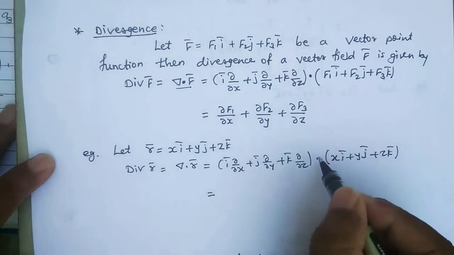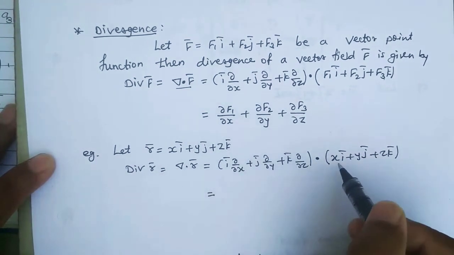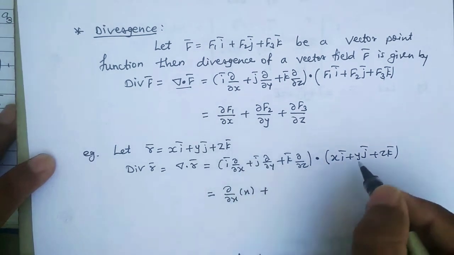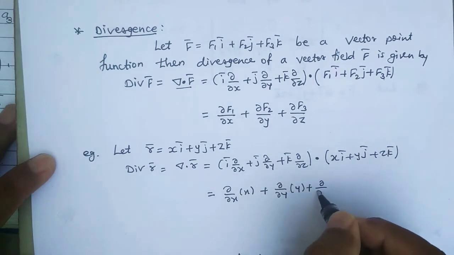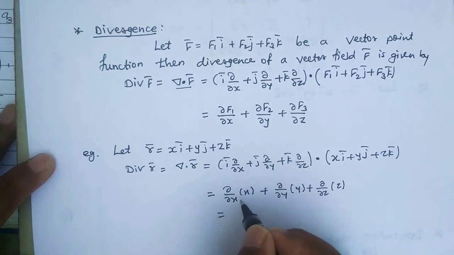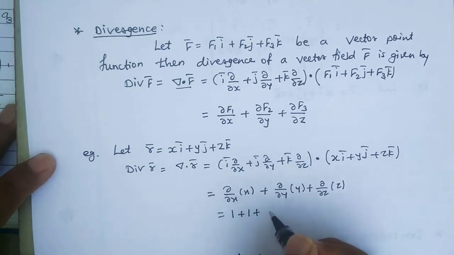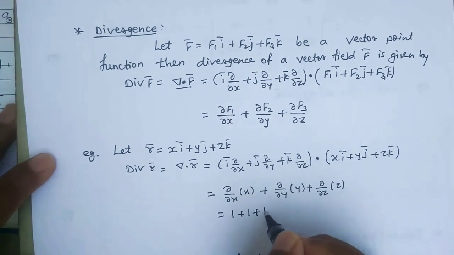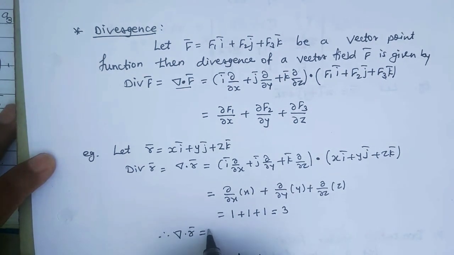This is equal to, now the dot product of these two vector quantities, component wise multiplication: del by del x of x plus del by del y of y plus del by del z of z. Now del by del x of x, that means partial derivative of x with respect to x, is 1. Del y by del y is again 1, and del by del z of z, the partial derivative of z with respect to z, is again 1. So this is equal to 3. Therefore the value of del dot R bar is 3.